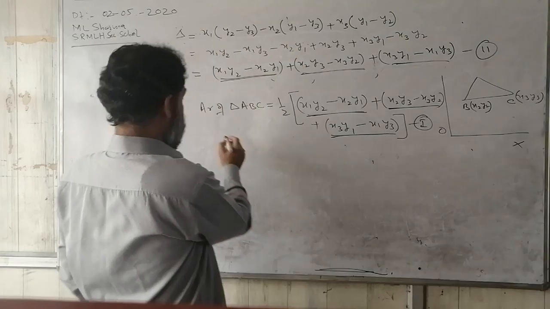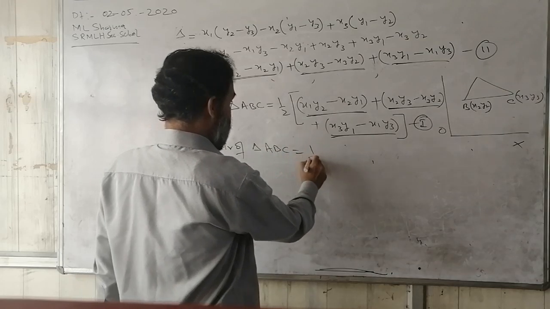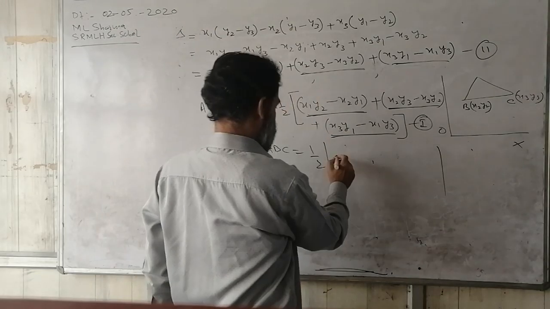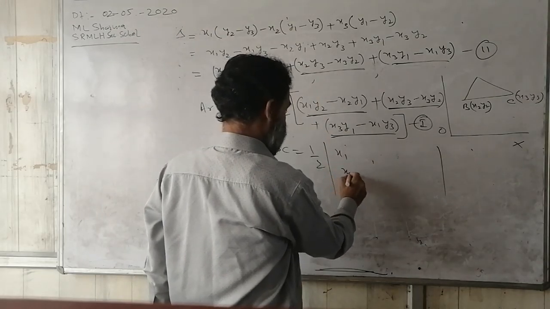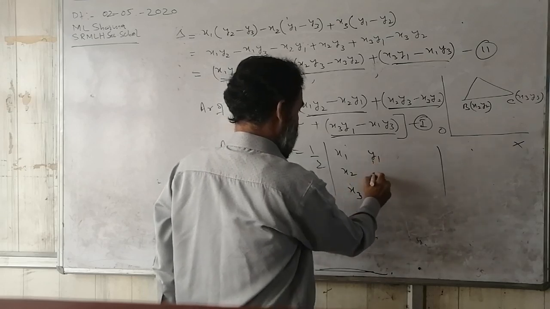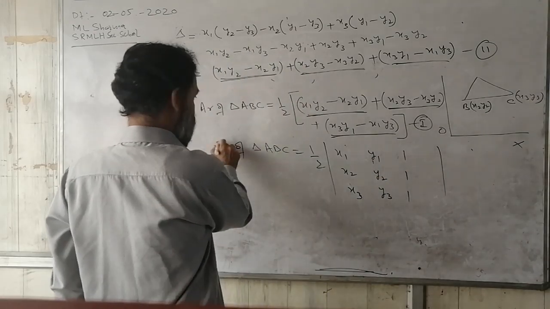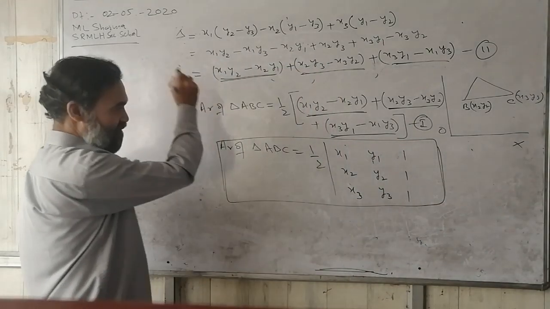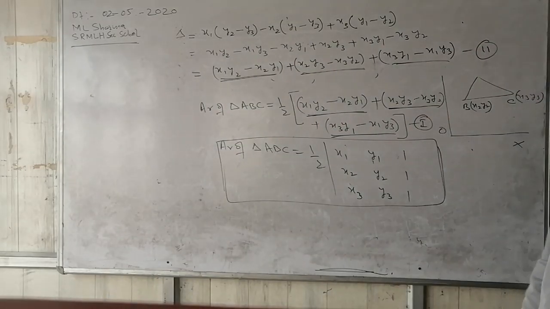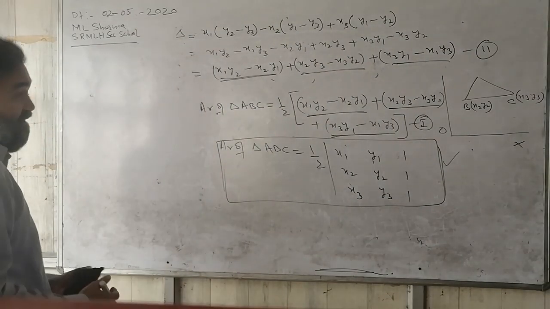So comparing first and second, I can write the area of triangle ABC is half of the value of the determinant. So this is the formula for calculating the area of a triangle whose coordinates are given. This formula is used for calculating the area of a triangle.